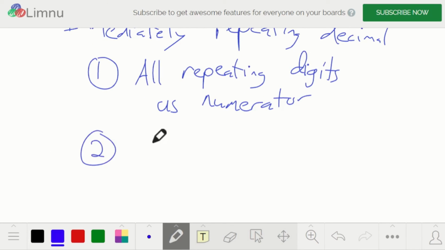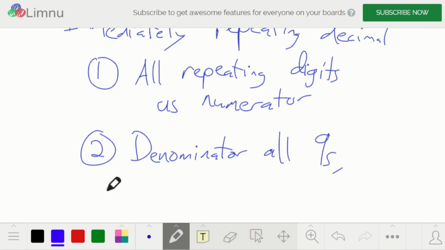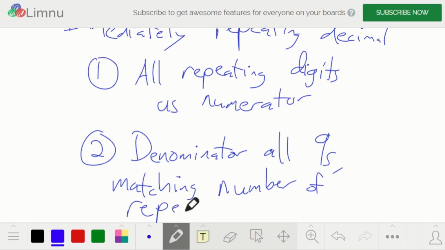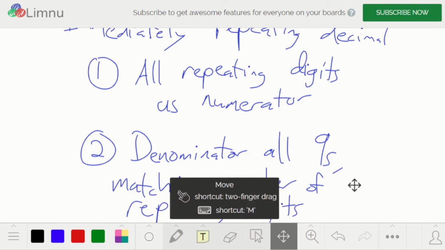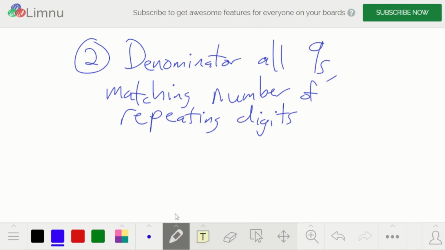Now your second step is to make your denominator all 9s, matching the number of repeating digits. In our example above, we had 3 repeating digits, so we put it over 3 9s. If we had 5 repeating digits, we'd put it over 5 9s.